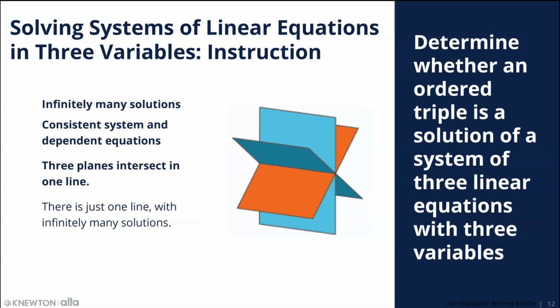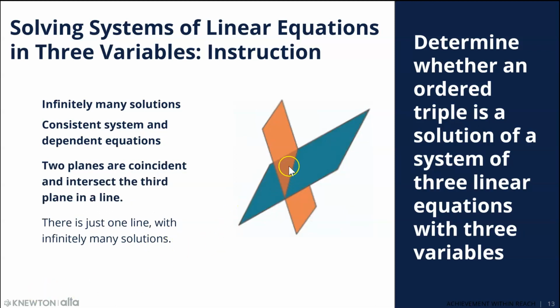Now the third case is when we get infinitely many solutions. We get infinitely many solutions when three planes intersect in one line. And we call this system a consistent system, and the equations in the system are dependent equations.